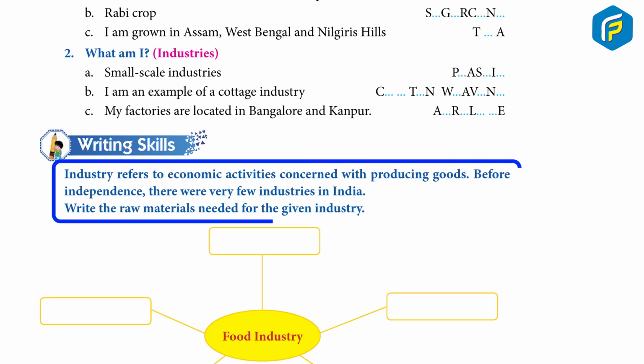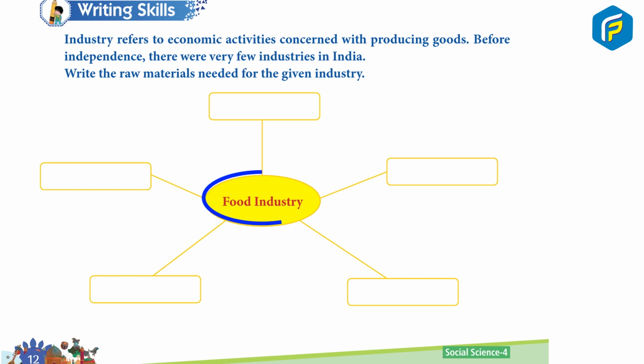Writing skills. Industry refers to economic activities concerned with producing goods. Before independence, there were very few industries in India. Write the raw materials needed for the given industry. Food industry.